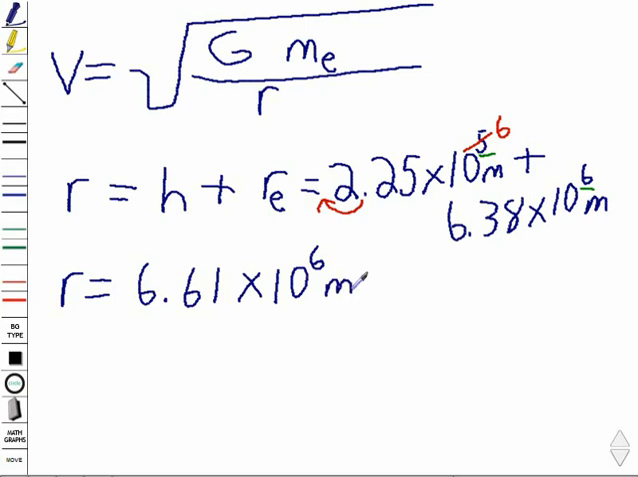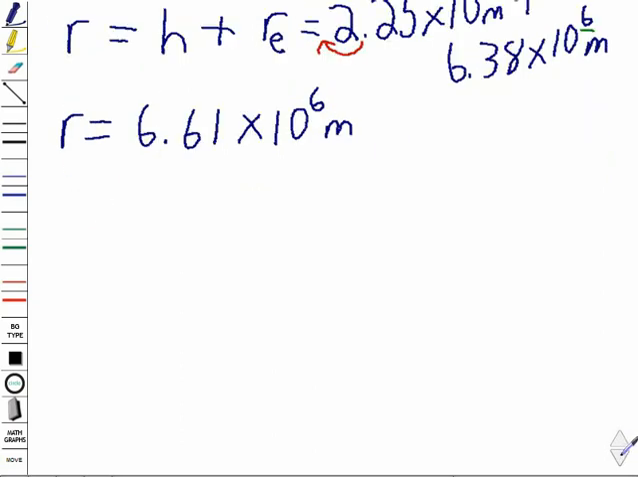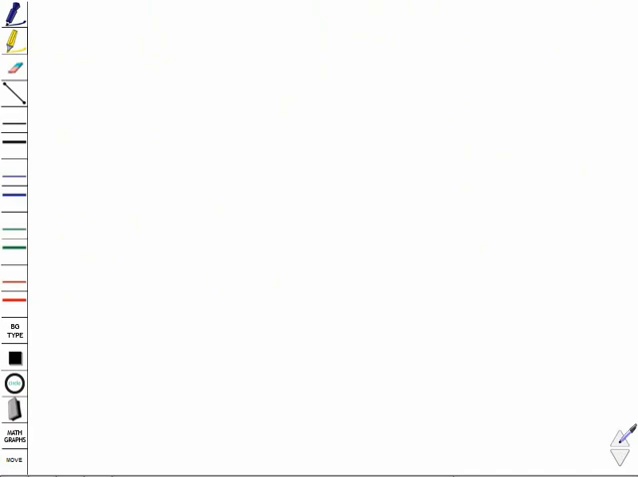Now I've rounded off here because I have 3 significant figures or significant digits in the first number, and I've got 3 in the second number, so my final answer should have 3. So now I'm going to scroll down to a fresh screen and show you the rest of the problem. Okay, so now we're ready to solve the problem. We have all the numbers we need.